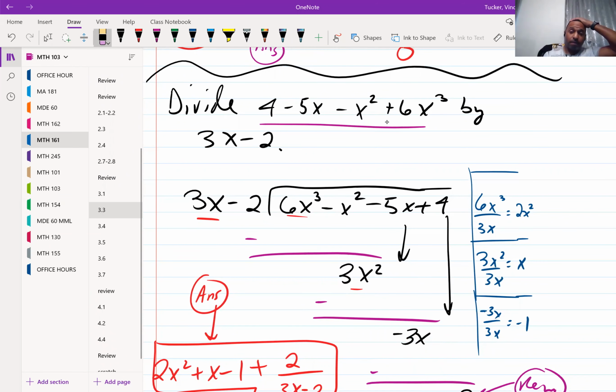It was 4 minus 5x minus x squared plus 6x cubed. I rewrote it in descending order, just to match what we normally do and to match our divisor. So you want both pieces written in descending order, to match the process that we normally hold true to. Also make sure that whatever's negative stays negative and whatever's positive stays positive. Notice 6x squared is still positive, 6x cubed is still positive, x squared is still negative, 5x is still negative, and 4 is still positive.